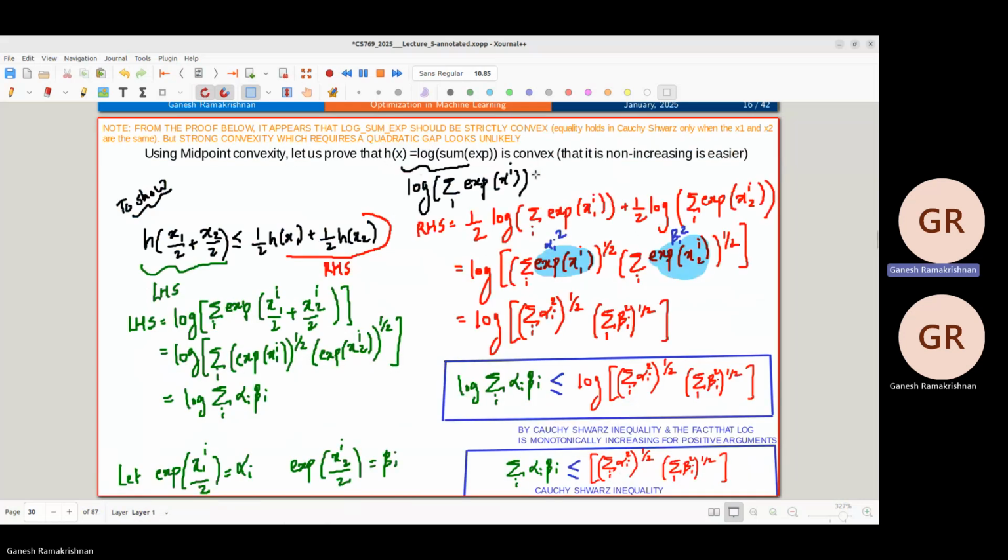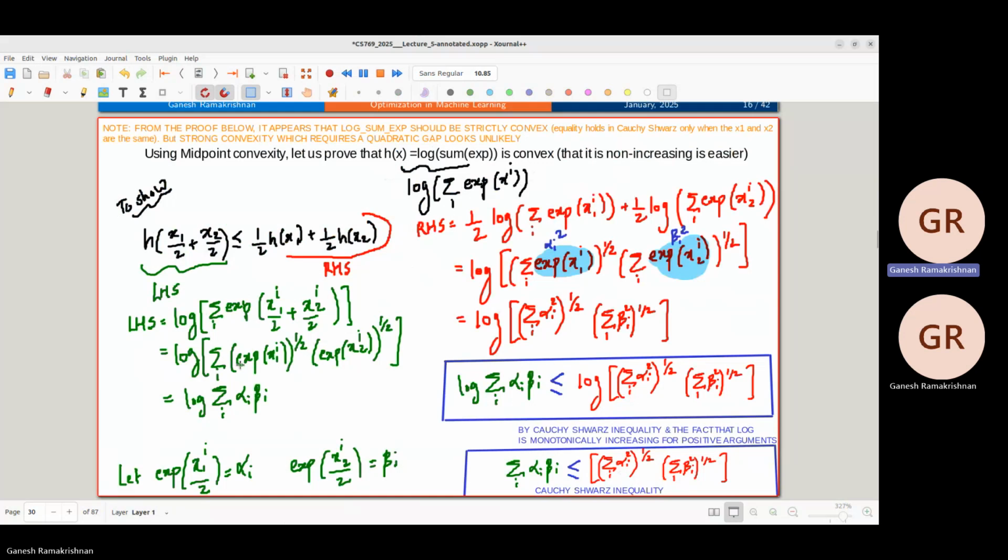So using midpoint convexity, I prove that log of sum of exp is convex. Basically, I want to show that h of (x1 plus x2)/2 is less than or equal to half of h of x1 plus half of h of x2, right? And h is the outer function, in this case, log. Okay, I can do that, and that's not difficult.